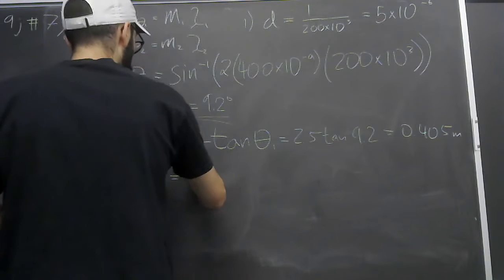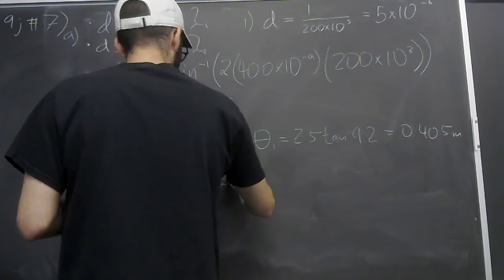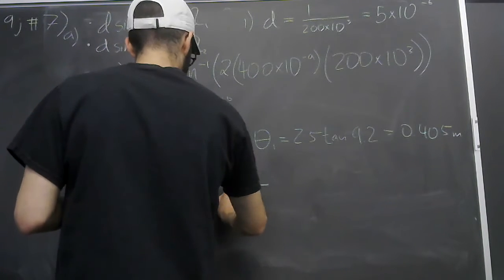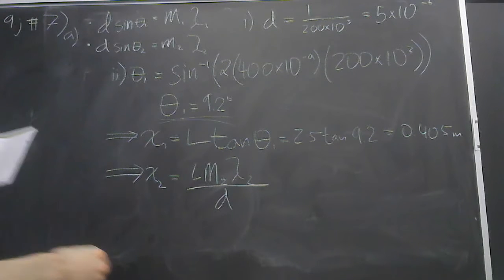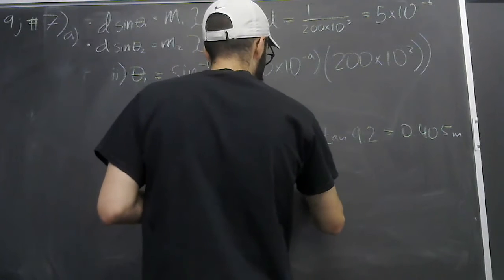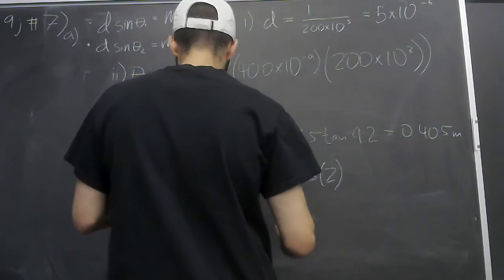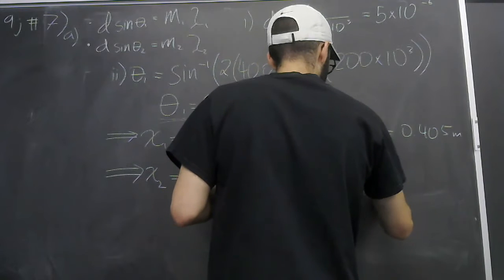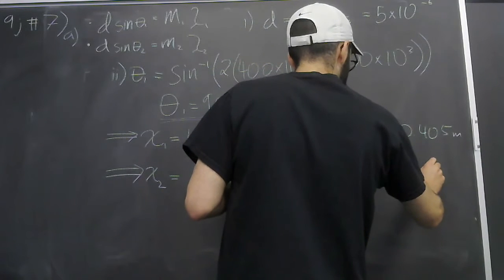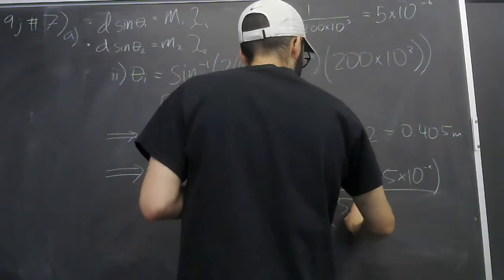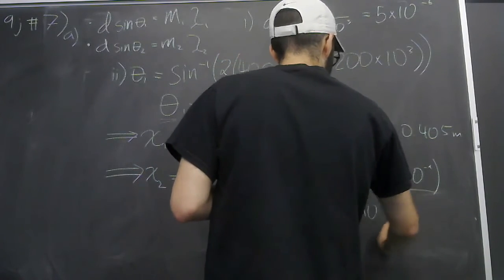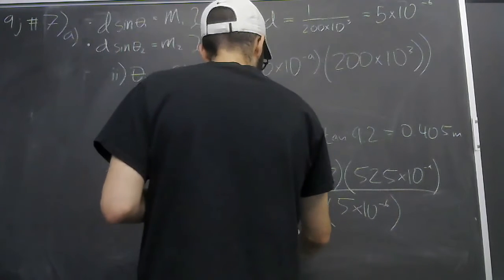So I'm going to have L, right, m2 lambda 2, divided by d. So essentially, I'm just going to take both of those values. So it's going to be, again, second order, okay. So the same distance, 2.5, times 2, except the difference now is that lambda is equal to 525 times 10 to the minus 9. And then this is all going to be divided by d, which we showed before is 5 times 10 to the minus 6, right?